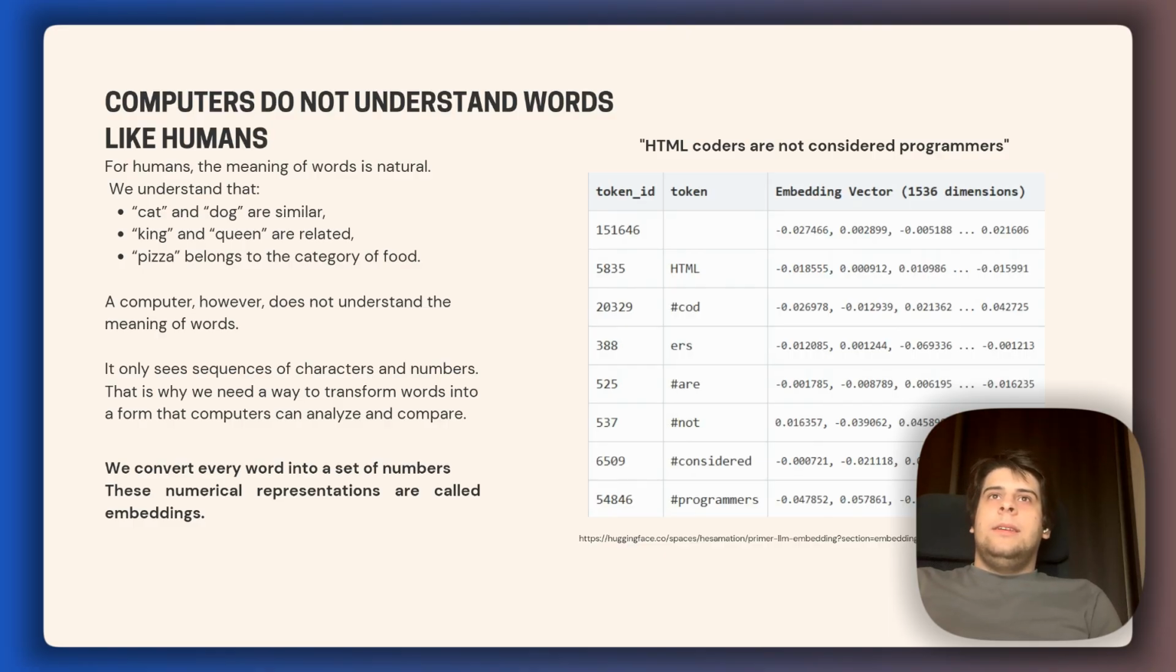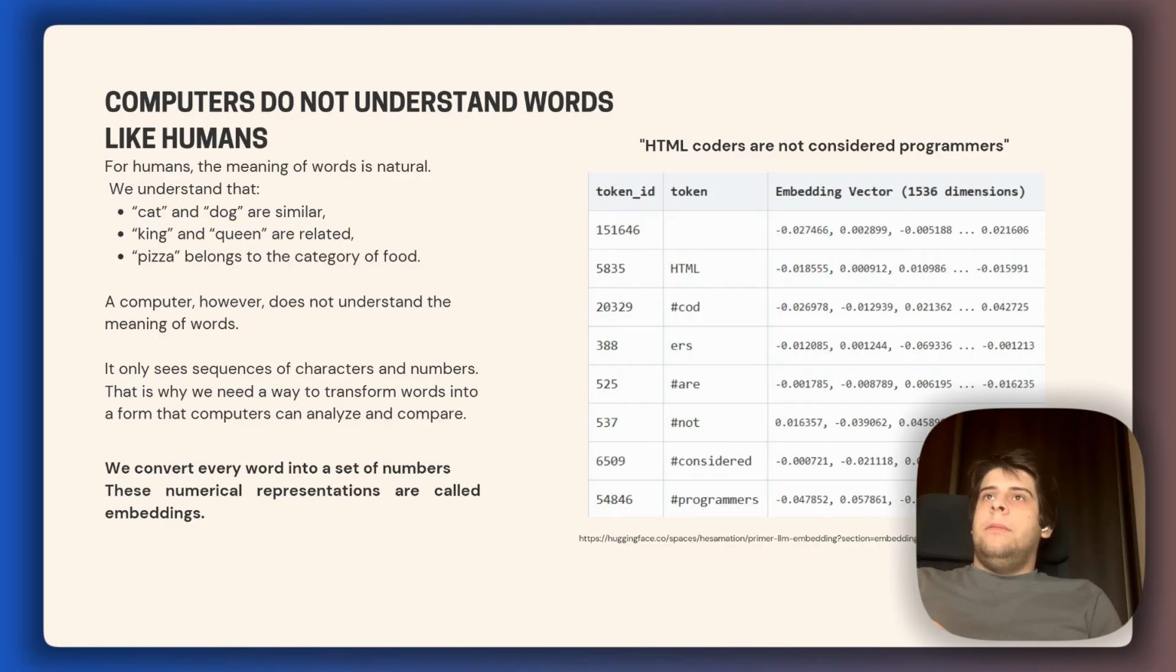But we are going back to the computer. So the computer only sees letters and numbers. And the whole point of the embedding process is to turn those letters and numbers into vectors. A vector is a sequence of numbers, basically.